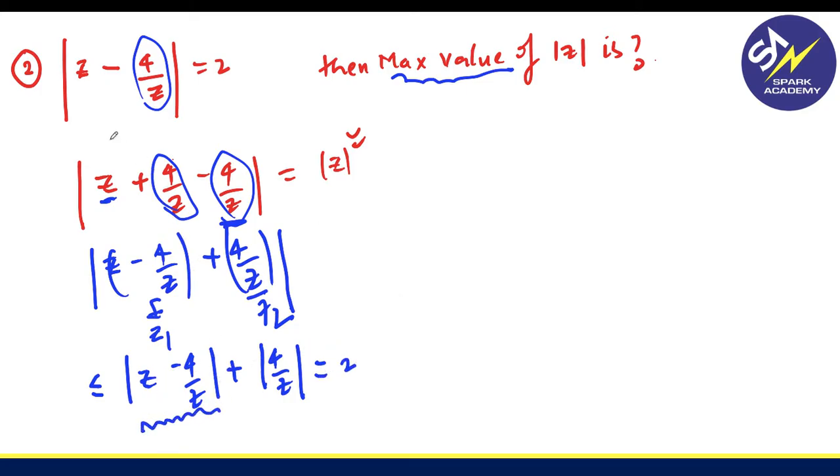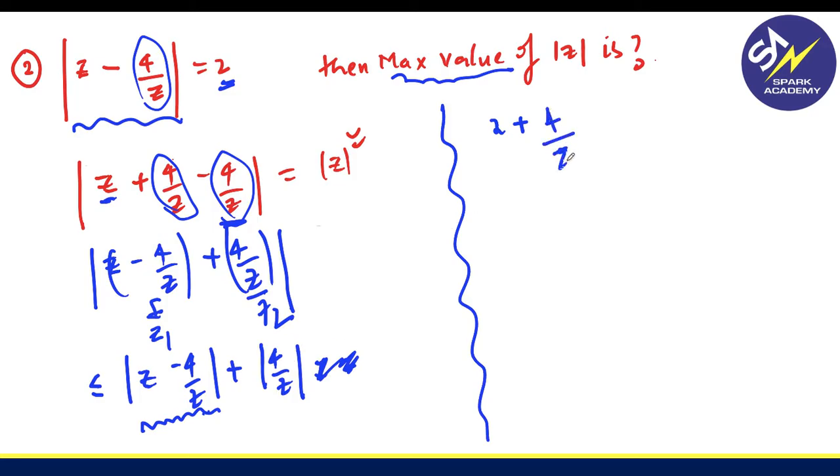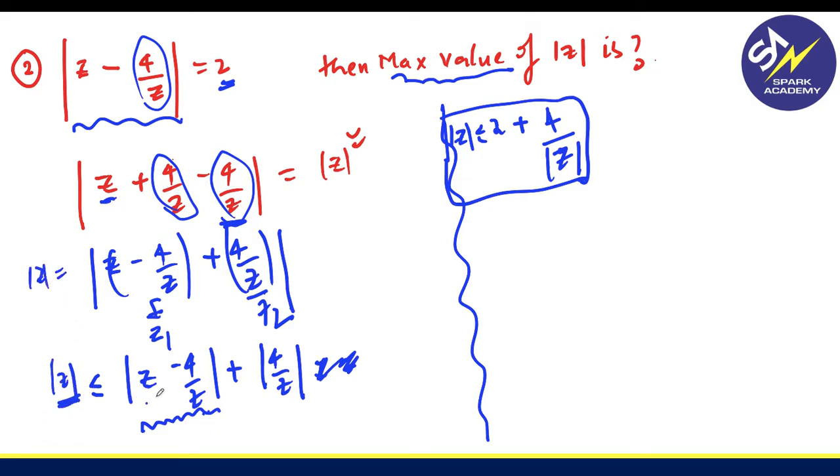Now, simply speaking, what is this part? This part is nothing but 2, right? So we are asked to find out this, right? So this part is nothing but 2 plus this part is what? 4 by mod z. Correct? So we are basically getting that mod z is less than or equal to this. Correct? So this is all mod z, right? So mod z, if you want to expand this, that will be less than or equal to this.